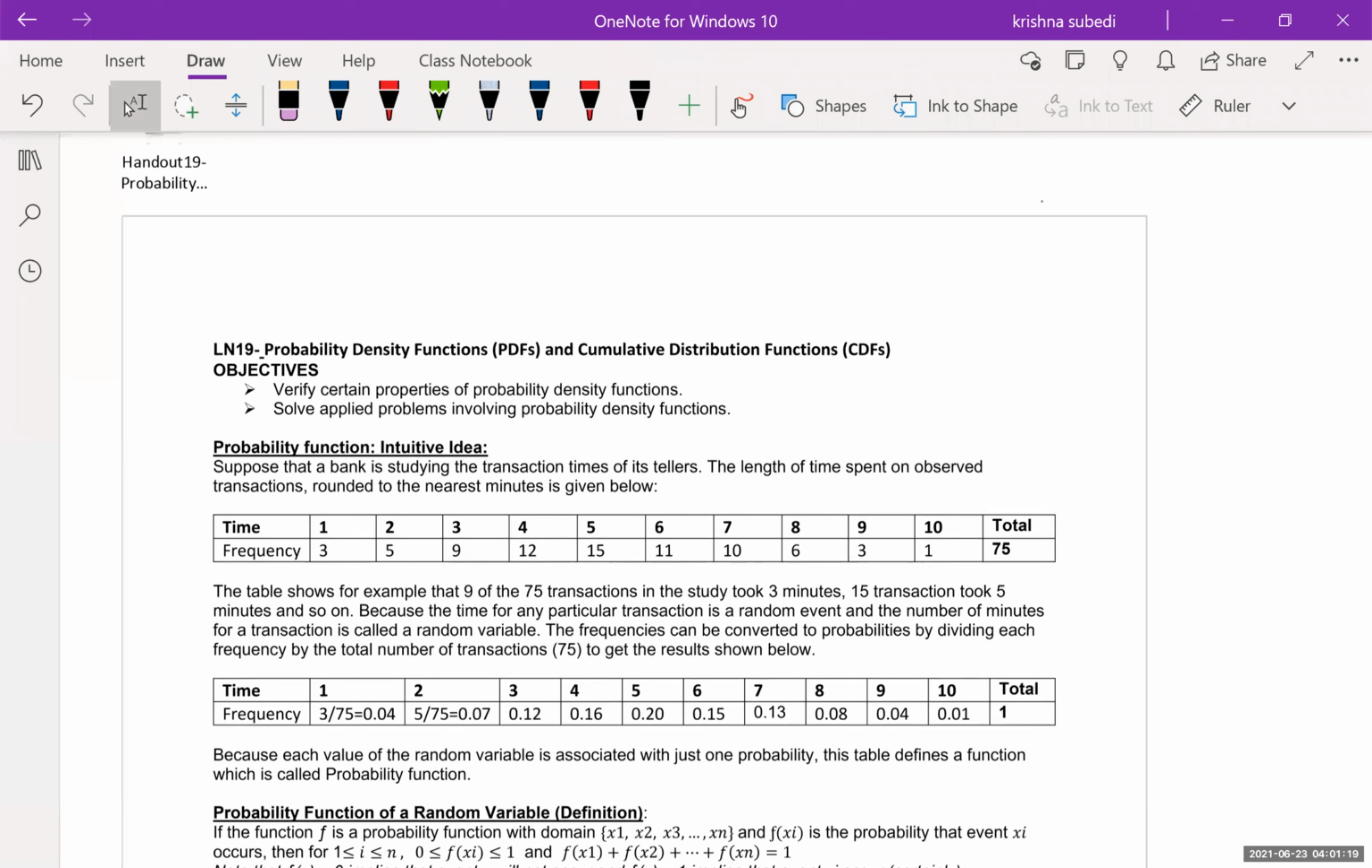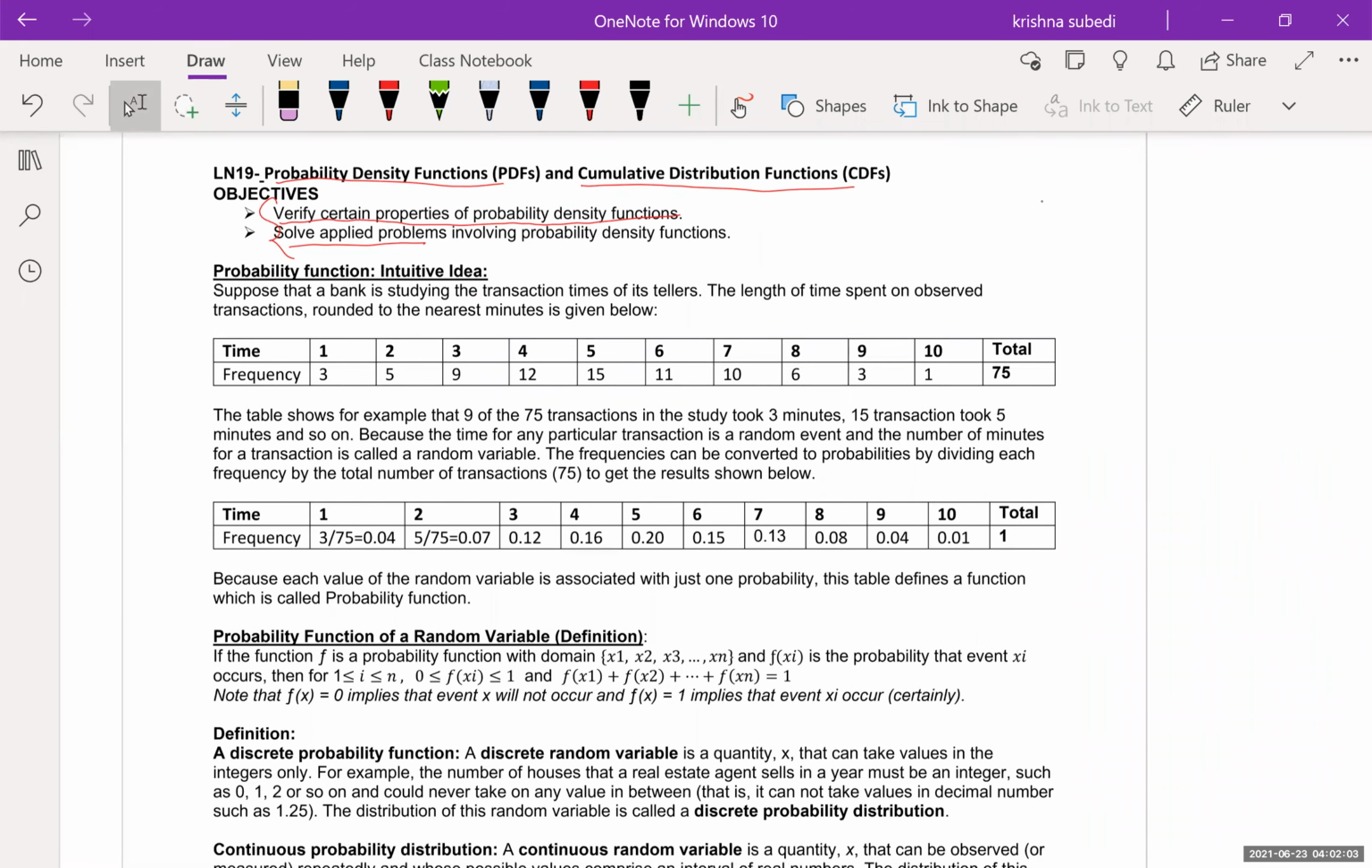So the topic for today's lesson is the probability density function and the cumulative distribution function. We have two goals. First, we'll talk about the basic, intuitive idea of probability, and then the probability density function and what it means. Then we will verify certain properties of the probability density function, and then we will be solving some applied problems involving it. So these are the goals for today's lesson.